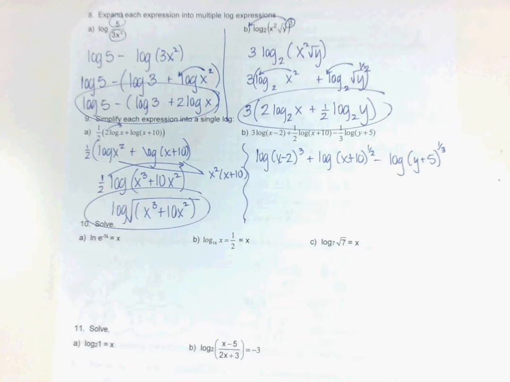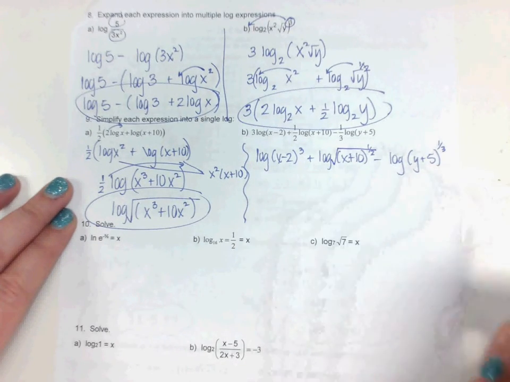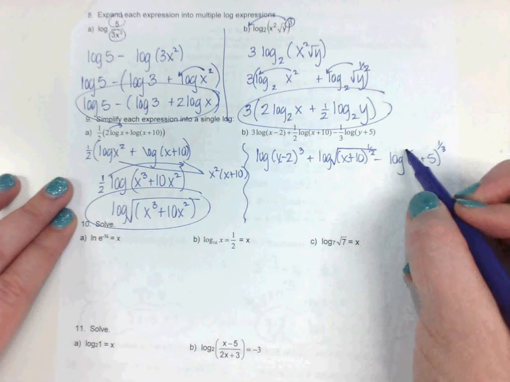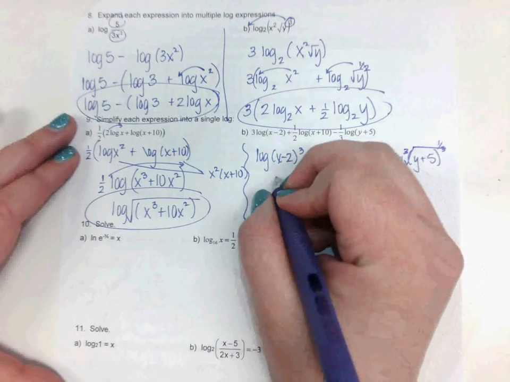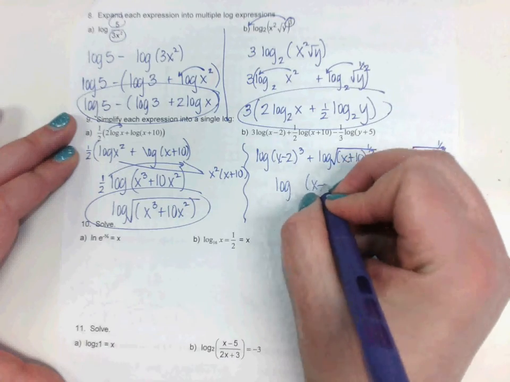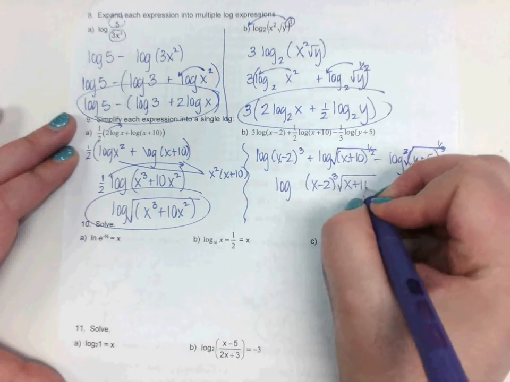Okay, step 2, I got to change my half and my third. What do I change them to? What were you asking? What do I change my half to here? Oh, square root. Square root. And what do I change my third to? Cube root. Okay, then from there, my first 2 logs are added. Addition means I do what with their arguments? So I'd have x minus 2 cubed multiplied by x plus 10.